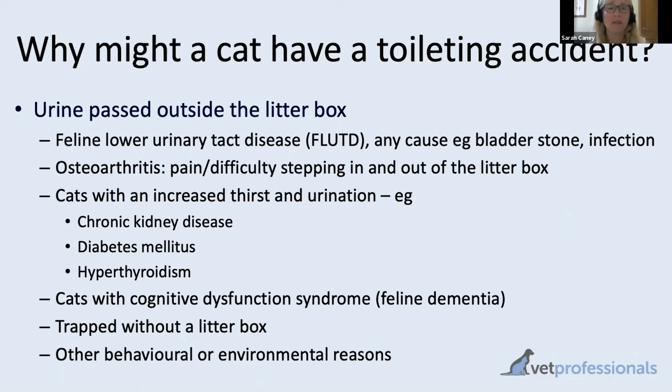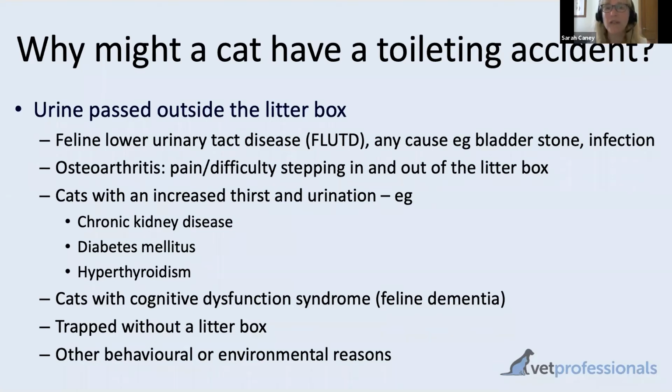So that would be the first important reason. And any cause of lower urinary tract disease, whether that's idiopathic cystitis or a bladder stone, could result in this as one of the clinical signs. Next on the list, we've got osteoarthritis, which I'm going to talk a bit about next month in our senior cat series. That is the next Cat Cafe series. And this is the situation whereby a cat may be suffering from pain and mobility problems, and that is unfortunately affecting their ability to move around.